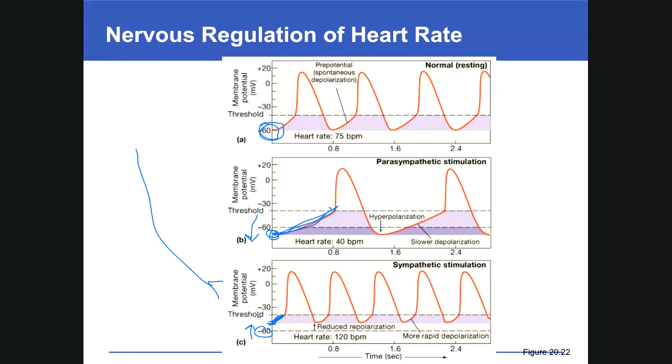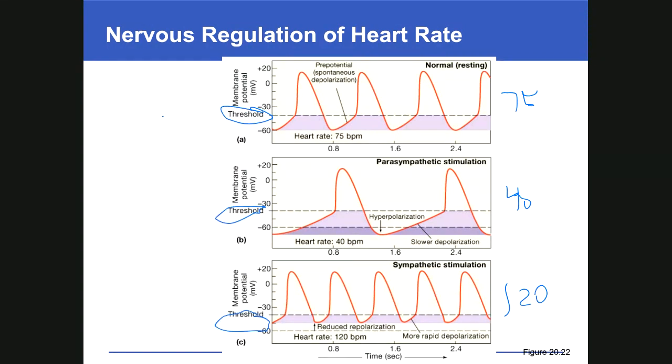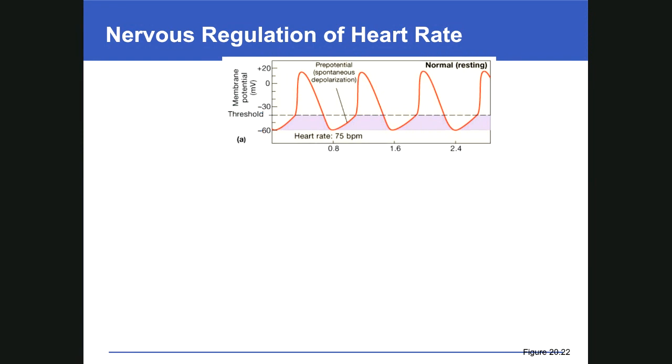So it reaches threshold much, much faster. And so if it reaches threshold much faster, we're going to have more beats. And so heart rate is going to go up. So heart rate here was 75. Heart rate here was 40. Heart rate here, look, it's 120. So what did we change? We did not change threshold. Threshold stayed exactly the same. What we're changing is resting potential.